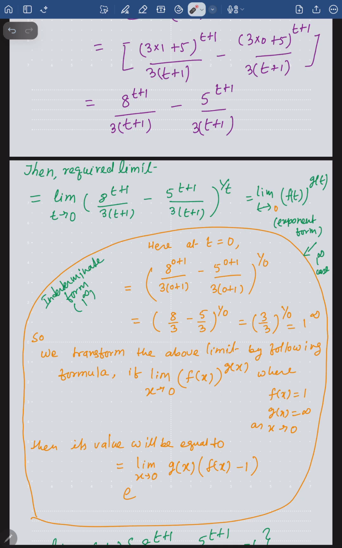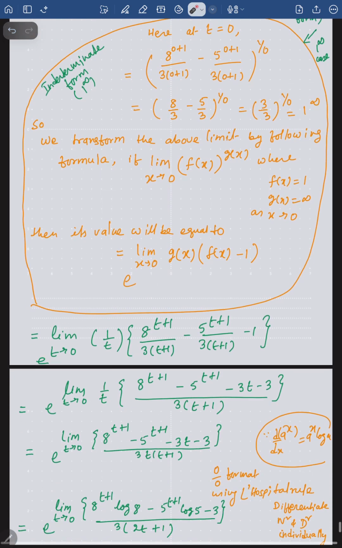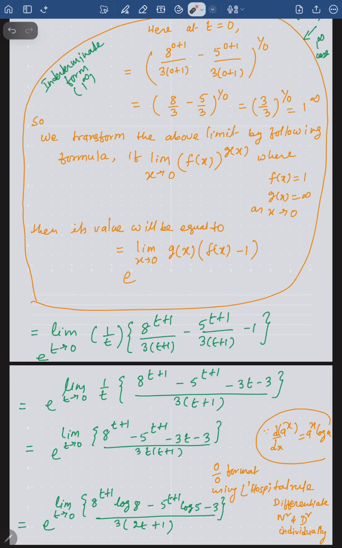Otherwise I have given the detail over here. Okay, so in our case f(x) is 1 and g(x) is infinity, so this formula suits us, so we will apply it. So we can write our limit as e raised to the power limit t tends to 0 of 1 upon t, because the power was 1 upon t, it will come beside, and the whole expression f(x) was this minus 1. The extra thing is you have to do f(x) minus 1.